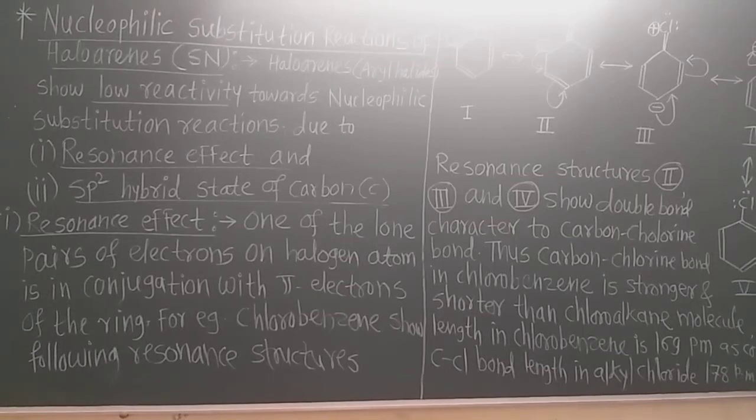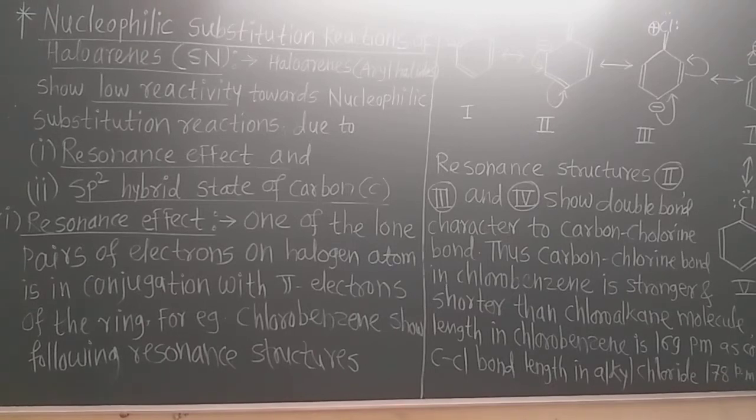We already learned one reaction of haloarenes with metals. A reactive metal reacts with the haloarene. We learned the Fittig reaction, in which the haloarene reacts with the active metal and there is formation of diphenyl. That reaction we learned. Now let us learn the nucleophilic substitution reactions of haloarenes.